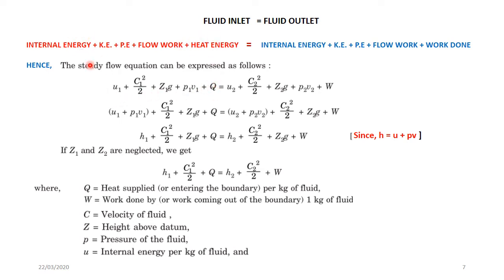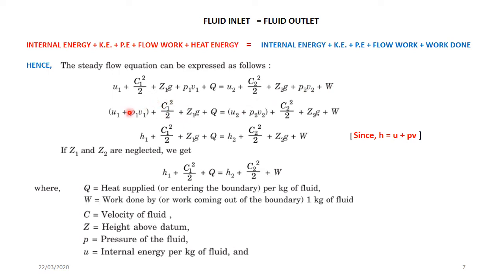So internal energy U1, kinetic energy c1 square by 2, potential energy z1g at the inlet, where m is considered as 1 kilogram. Flow work is pressure into volume, and heat energy q. Similarly on the right hand side: u2, c2 square by 2, z2g, plus p2 v2, plus q. After the thermodynamic process, when the system has done some work, we get work done as the output.